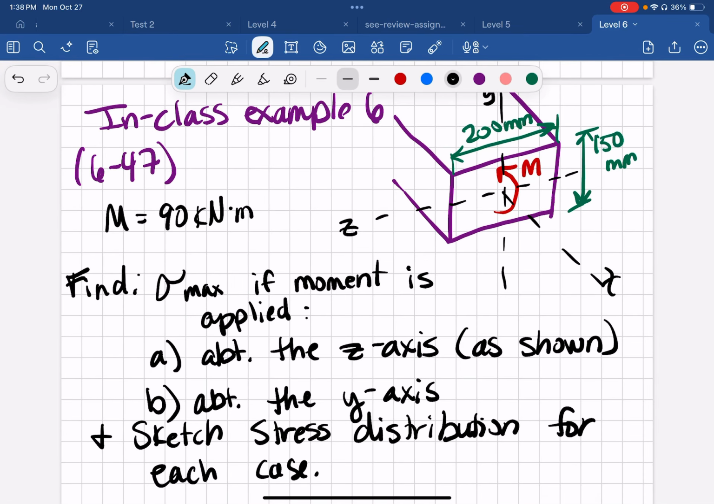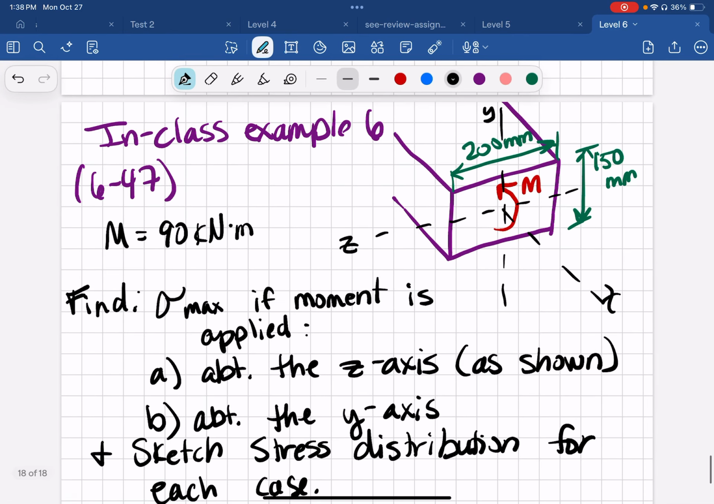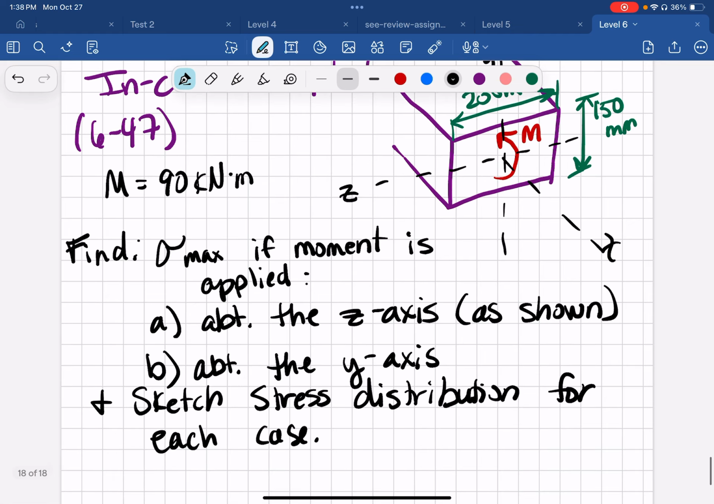All right, this is in class example 6. It's problem 647 from the other textbook. You can see the rectangular beam, and they want us to find the maximum stress if the moment is applied about the z-axis, as shown here, or about the y-axis. So that would be turned on its side. And then they want us to sketch the stress distribution for each case.